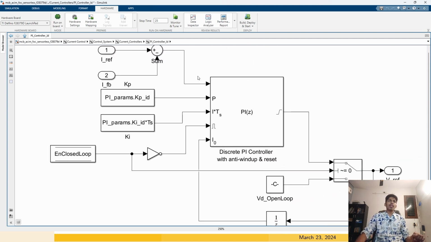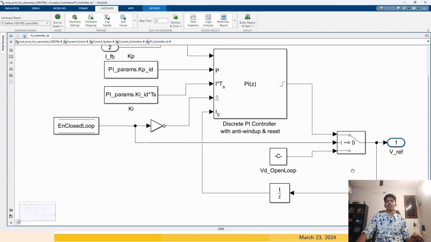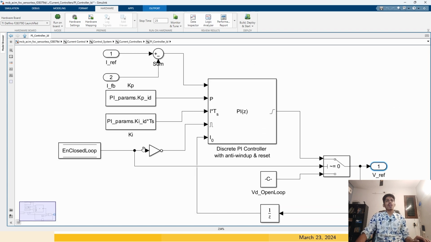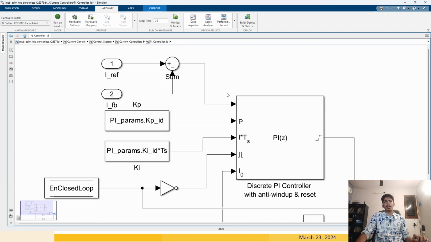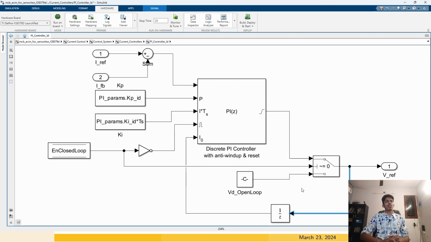So it will multiply the error with Kp, the error with Ki, then add the terms and then give it to the Vref. This block we also covered in the speed control system in detail, what each of the inputs does. So if it is in the closed loop mode, we are taking this PI controller output value, then giving it to the Vref, the reference voltage that we need to produce with the inverter. So the gate pulses for that reference voltage are given from the PI controller.